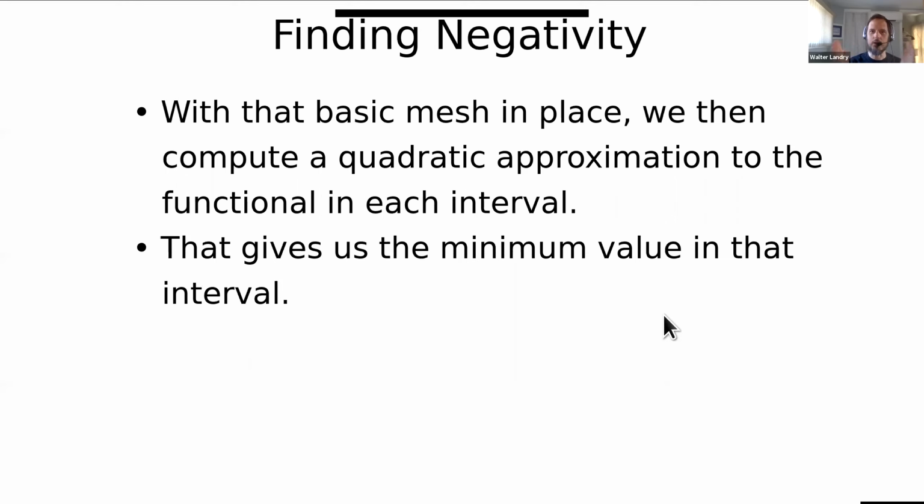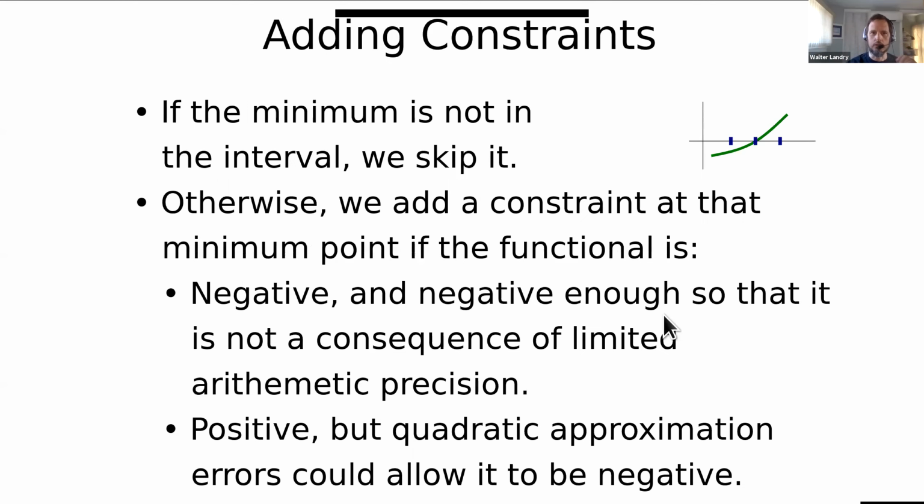So we have this basic mesh in place, and we have a bunch of intervals with points inside. Then we compute a quadratic approximation to the functions inside each interval, right? And that gives us a minimum value inside each interval. If the minimum is not in the interval, so in this case, the minimum is going to be outside of these 3 points, we just skip it. We don't try to add more constraints.